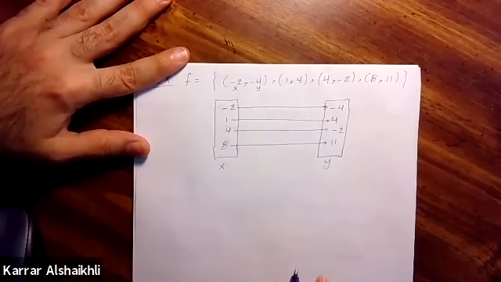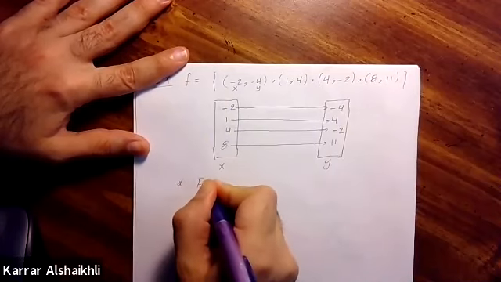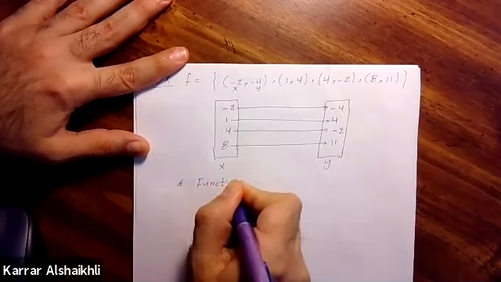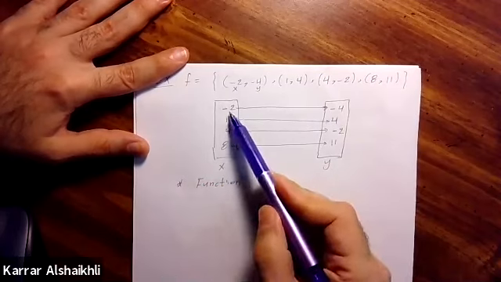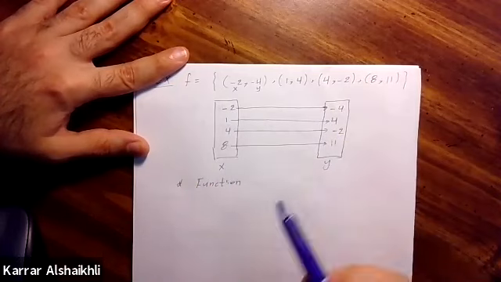Now we see the first condition: each x goes to one y. So the first condition is satisfied. It's a function. Why? Because each x goes to one y.